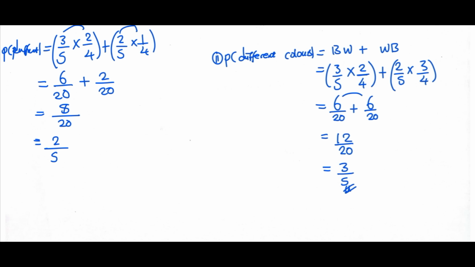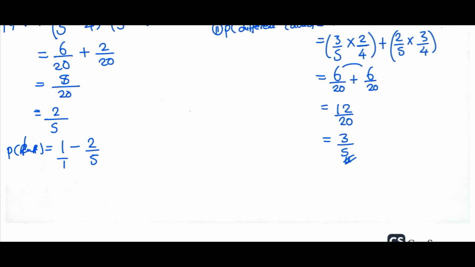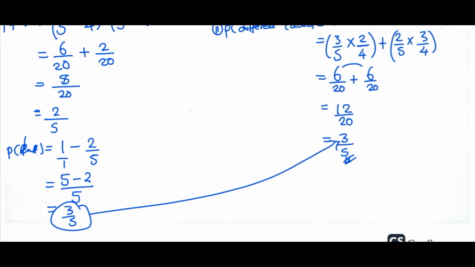So this is the probability of picking the same. But how can we now find the probability of picking different? So we can now say 1 minus 2 over 5. We know that our lowest common denominator is 5. 1 times 5 is 5 over 5, and 5 minus 2 is 3 over 5. So we can see that we are still getting the same answer here.